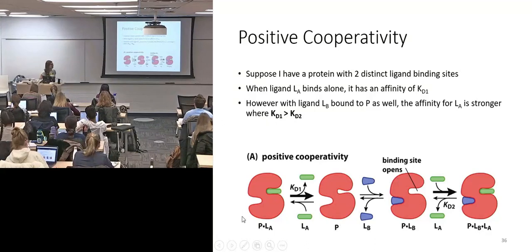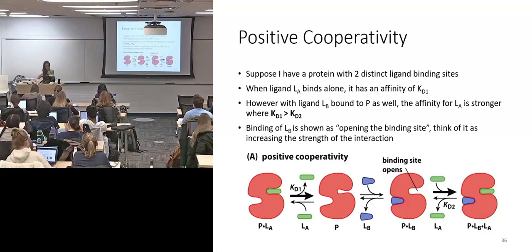So KD1 for this situation here, where we are just showing the ligand binding without the cooperativity of ligand B, is going to be higher than the dissociation for this. The reason it's higher is because high affinity is low KD. Okay? So KD in the second case is smaller because we've improved the affinity. We had this positive cooperativity. Binding of B is shown as opening up the binding site, increasing the strength, raising affinity, lowering KD.